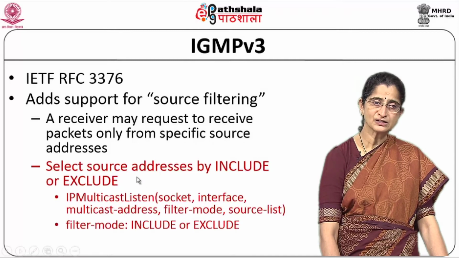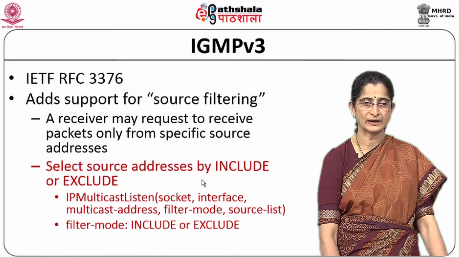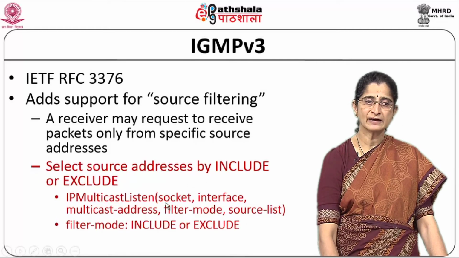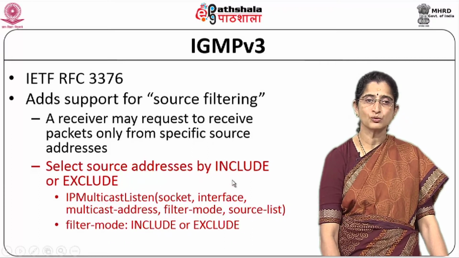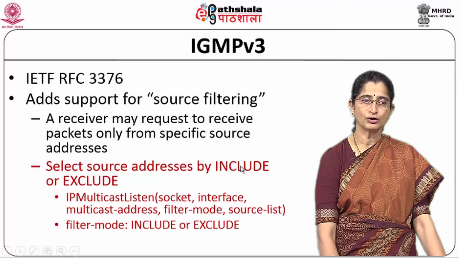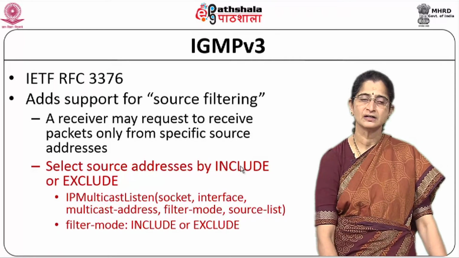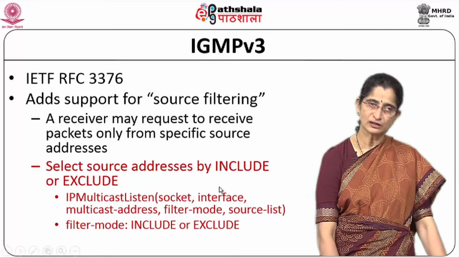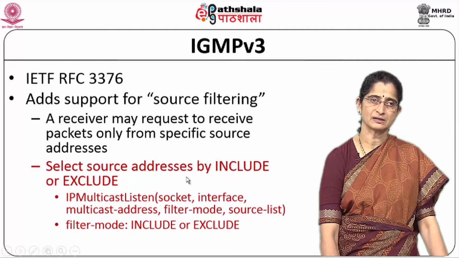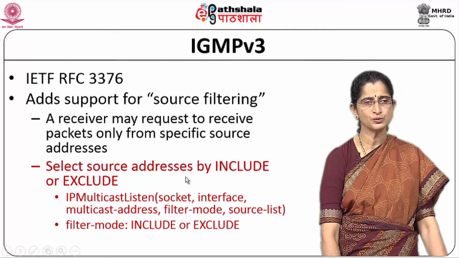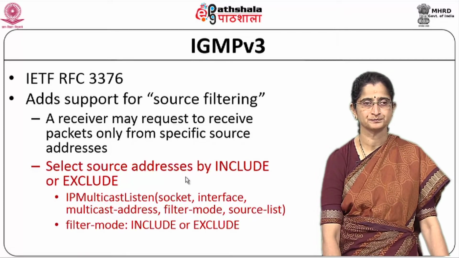You can select source addresses using either an include flag or an exclude flag. What this means is that you can have two modes, an include mode or an exclude mode. You can say I want packets only from this particular source, or you can say I do not want packets from this particular source. So, you can exclude a source from what you would like to receive, or you can include a source in what you would like to receive. Both these things are possible. So, these are some of the things that are provided in IGMP V3. V2 and V3 put together give you a very nice protocol for managing the groups.